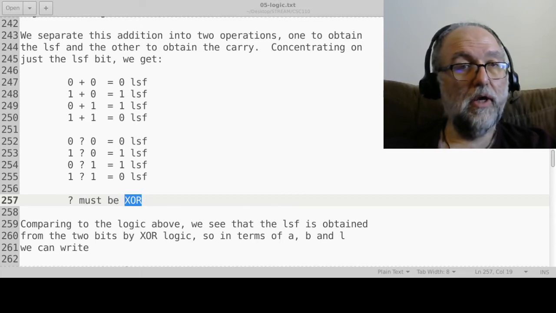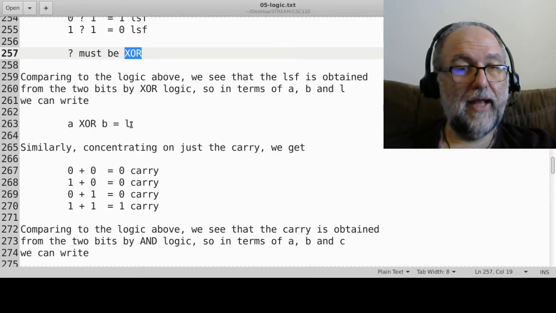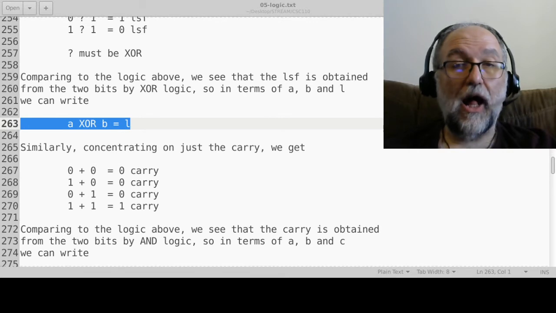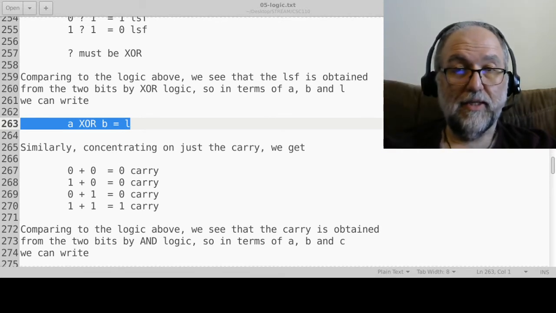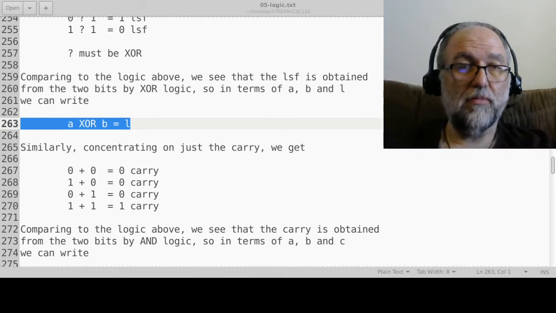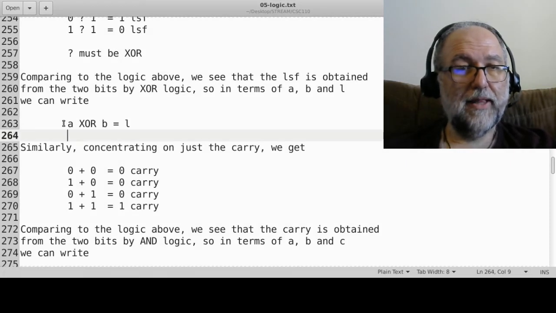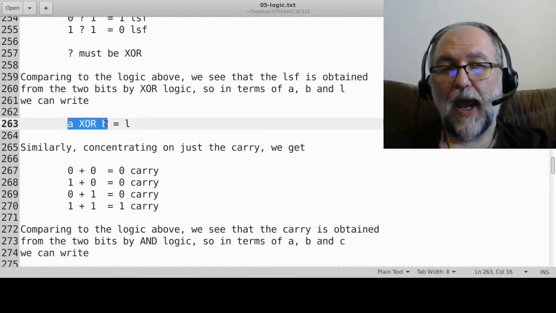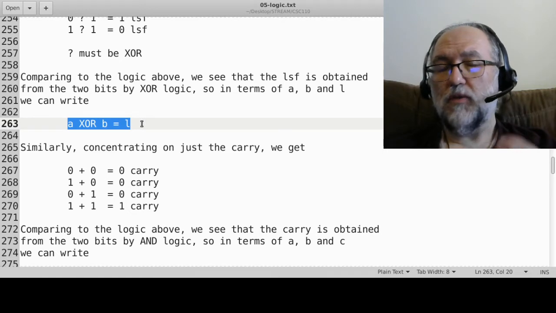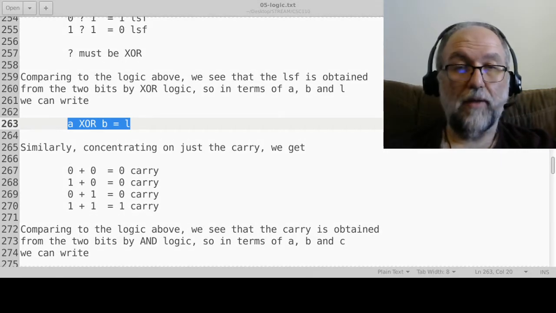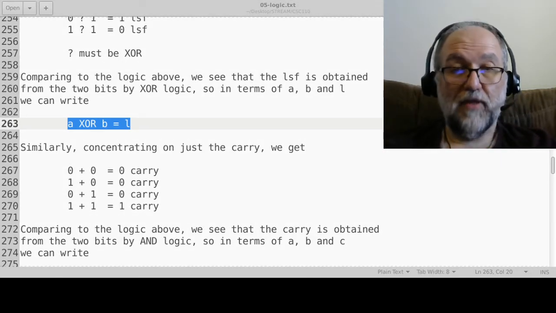All right, so here you go. You can now say that in order to get L, which is the least significant figure, from A and B, which are the 2 numbers that we're adding together, you have to use exclusive OR. So A exclusive OR B gives you the least significant figure. Great. Let's do the same thing now for the carry.